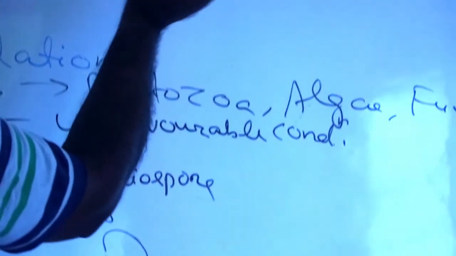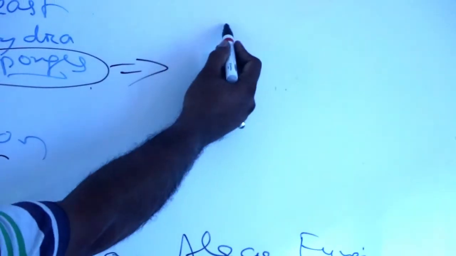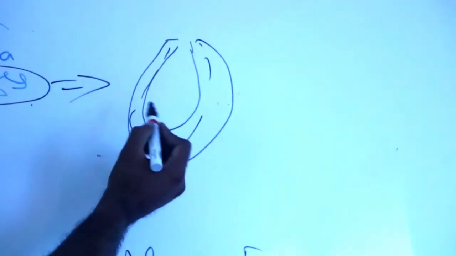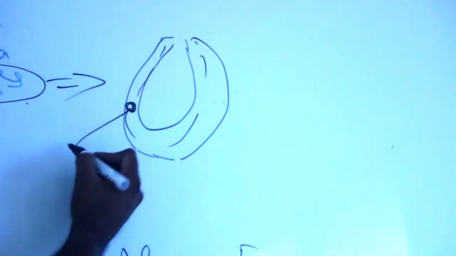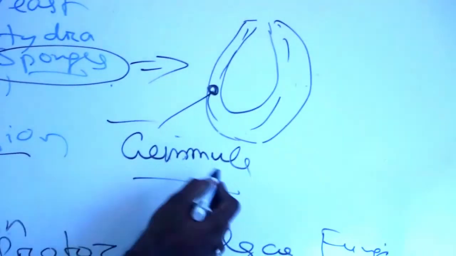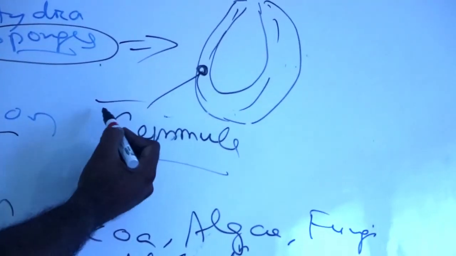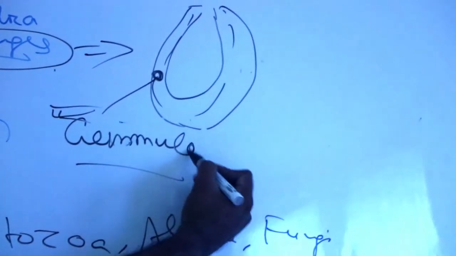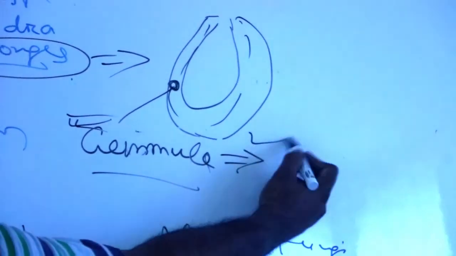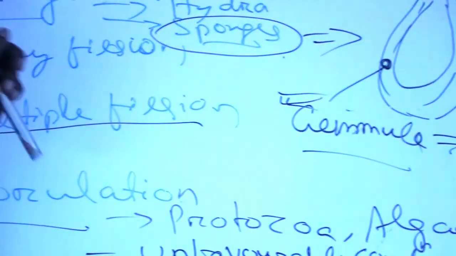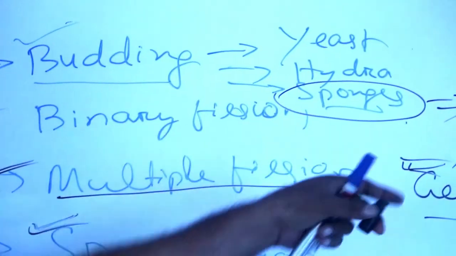Another important point is that in some sponges, buds are produced inside their body. Some sponges produce buds in their body, so the bud is known as gemmule. Gemmule is otherwise known as internal bud. It is common in sponges, and each gemmule contains so many embryonic cells called archaeocytes. Each archaeocyte grows to form a new individual. It is also involved in asexual reproduction.